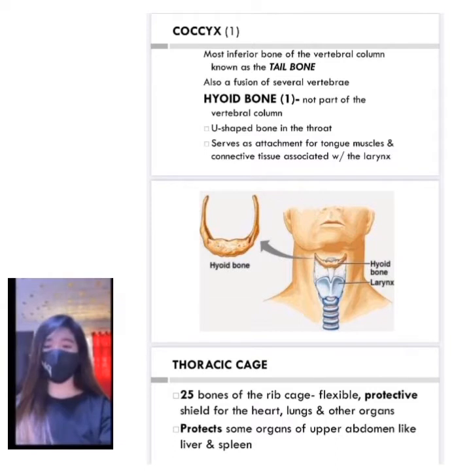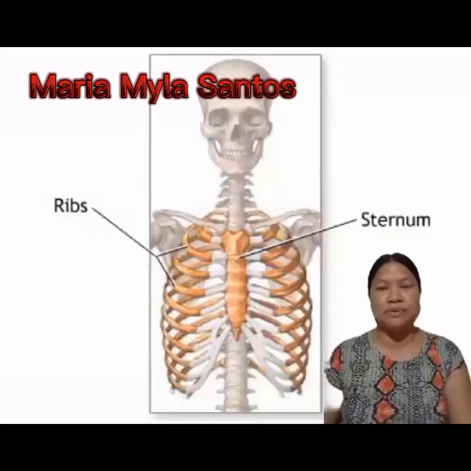The thoracic cage has 25 bones of the rib cage, a flexible protecting shield for the heart, lungs, and other organs, and it also protects some organs of the upper abdomen like the liver and spleen. Let's move to the major bone: ribs.